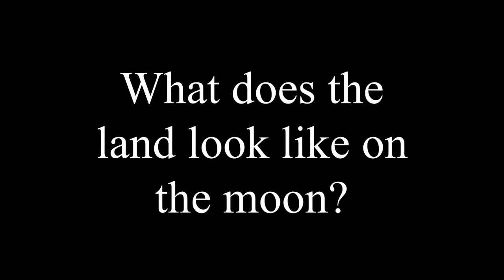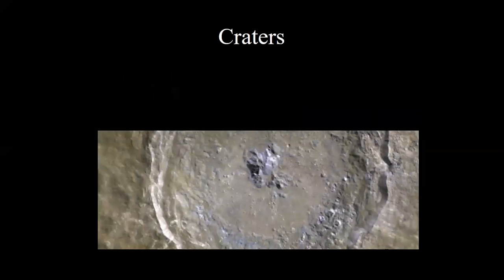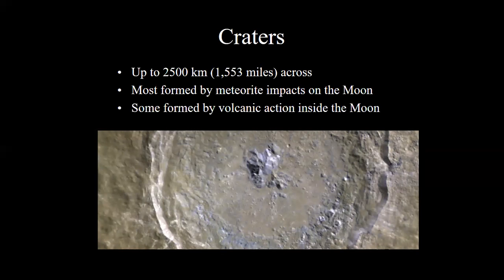What does the land look like on the moon? There are so many craters, as I mentioned, and maybe you have seen a lot of pictures of the moon surface. It does have a lot of craters. Some craters are about 1,553 miles across. So you can imagine how big those craters are relative to the moon's size. Most of these craters were formed by meteorite impacts on the moon, and some formed by volcanic action inside the moon.